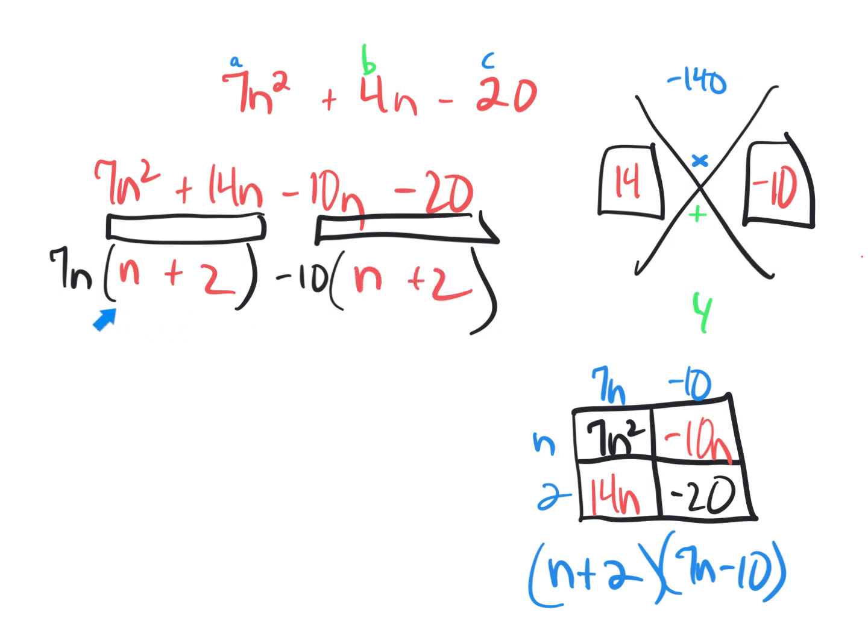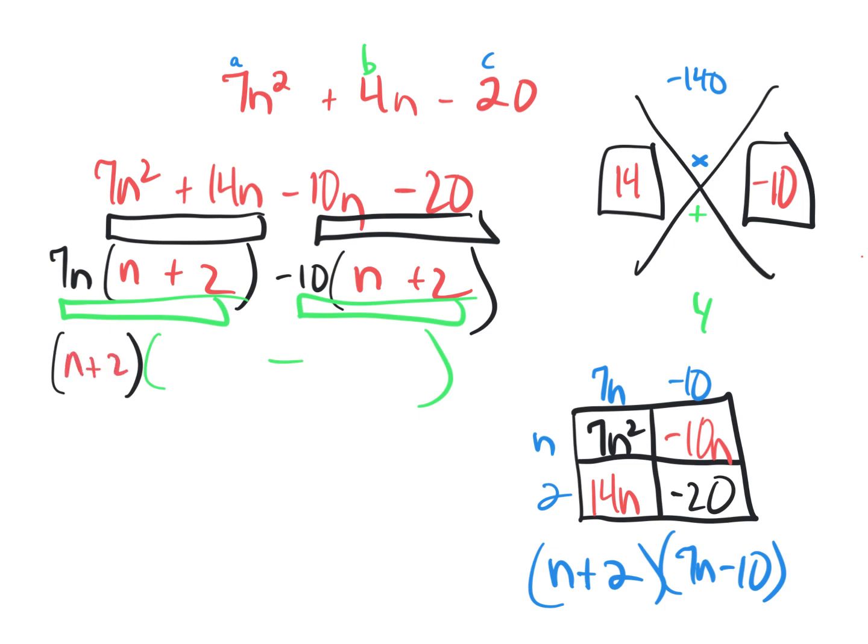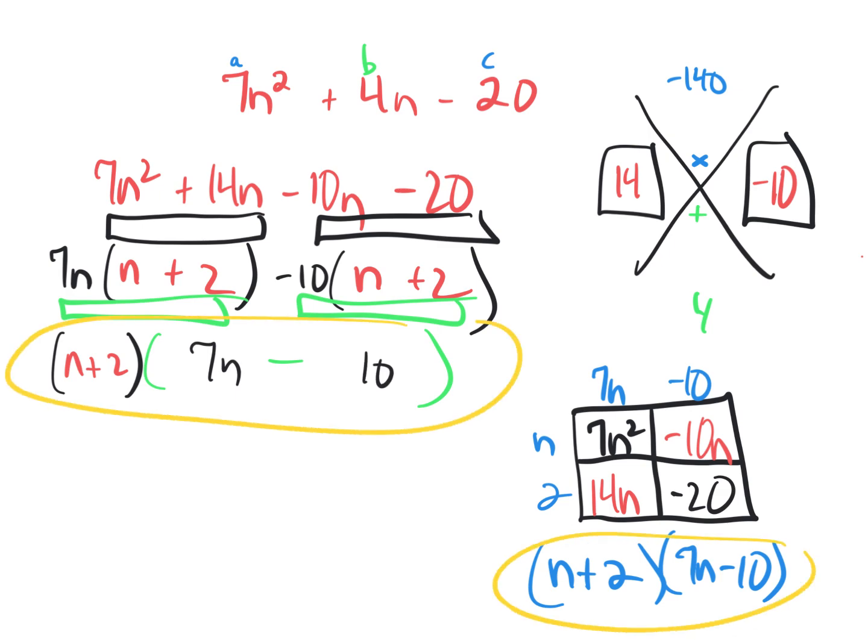As we look here now, this term has an n plus 2 factor, and so does this one. So we will factor out that factor of n plus 2. And what's left is 7n minus 10. So either way we do it, we get the same answer.